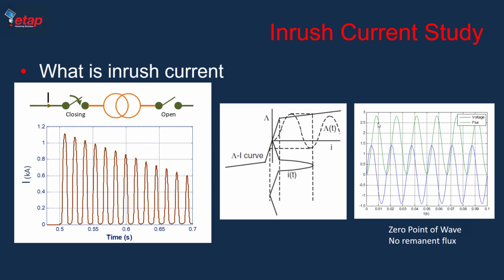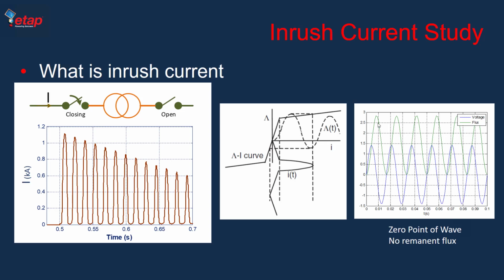The flux is the integral of the voltage. If we connect at a certain point where we integrate the voltage, the flux may go above the knee point, and the transformer starts saturating and absorbing more magnetizing current. If you just Google, you'll find tons of information about inrush currents, how to model them, and their different aspects.